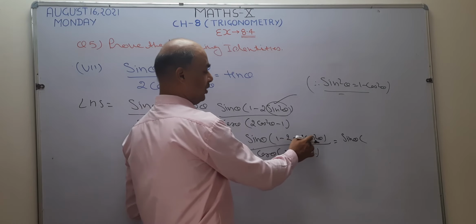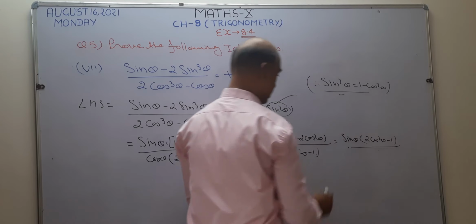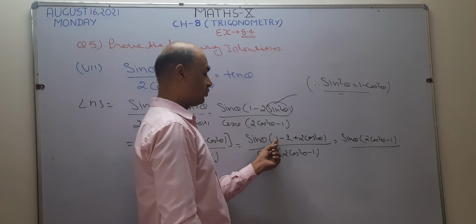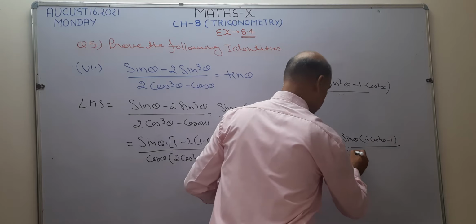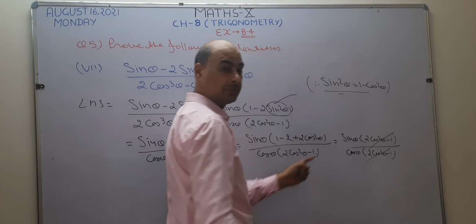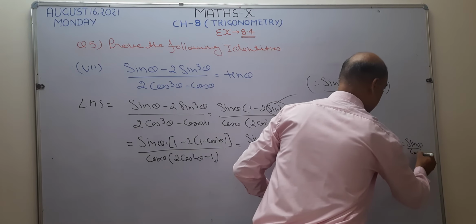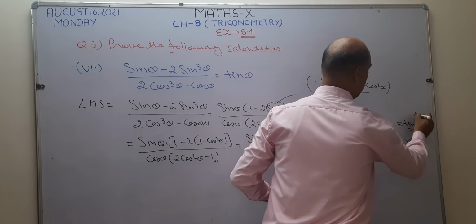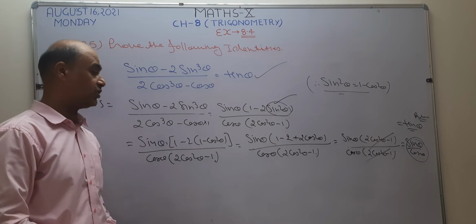So I take this portion first: 2 cos square theta. After that I write minus 1. Plus minus minus, 2 minus 1 is 1, the minus sign is there. So this becomes cos theta upon 2 cos square theta minus 1. Now this is cancelled. What is left? Only sin theta by cos theta. And you know that sin theta by cos theta is equal to tan theta, which is equal to the right hand side. This we had to show. I hope it is clear now.